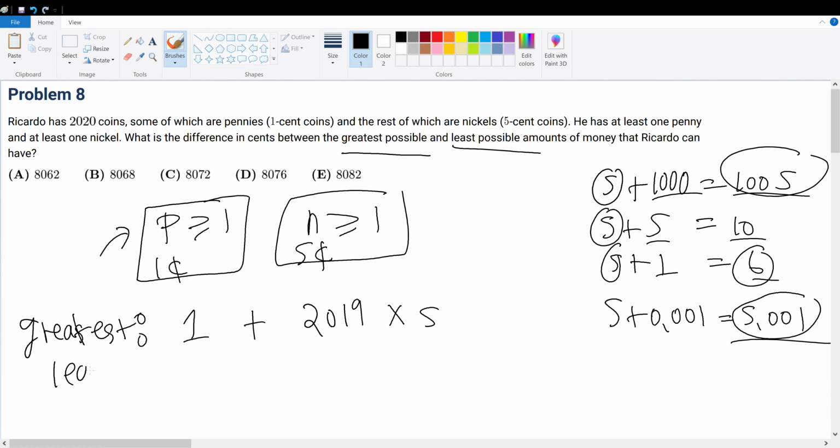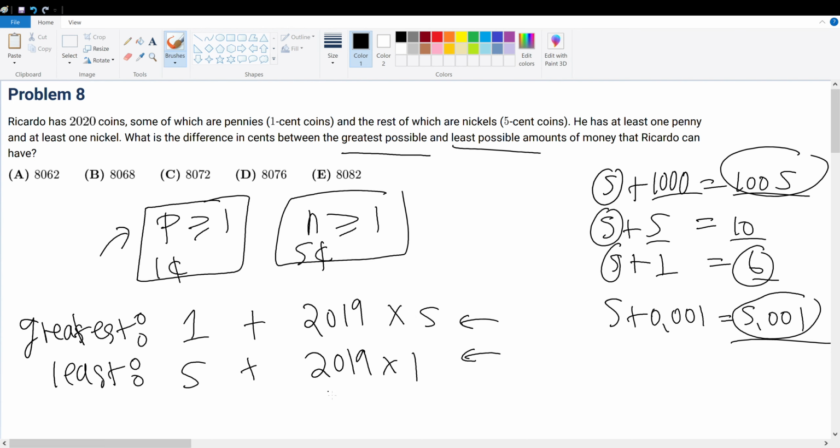What about the least? Well, the least is the exact opposite. We need to have at least 1 nickel, but I want the rest to be pennies. That way I minimize the sum. So what is the difference between this term and this term? Well, don't just blindly evaluate it now.